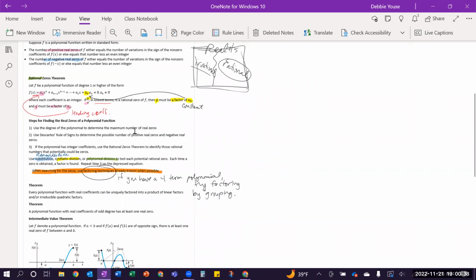And then don't forget things like, hey, you should know how to factor. So if you see something that can be factored as a polynomial, do that. If you see something that can be factored by grouping, do that. That's when you have 4 terms. So that works as well.